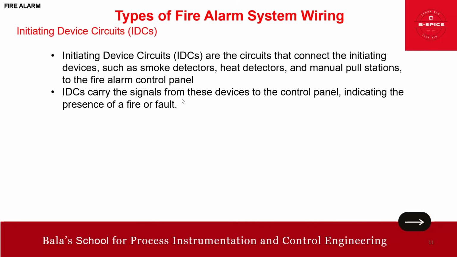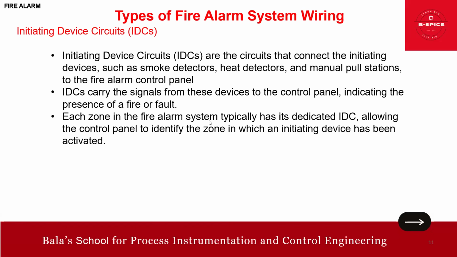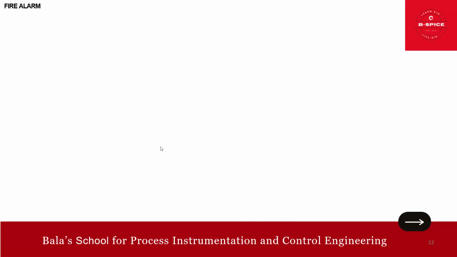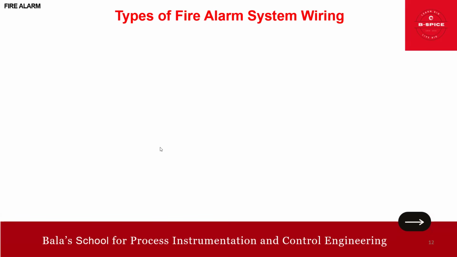IDCs carry the signal from these devices to the control panel, indicating the presence of fire or a fault. Each zone in the fire alarm system typically has its dedicated IDC, allowing the control panel to identify the zone in which the initiating device has been activated. So this is about the initiating device circuit, IDC.